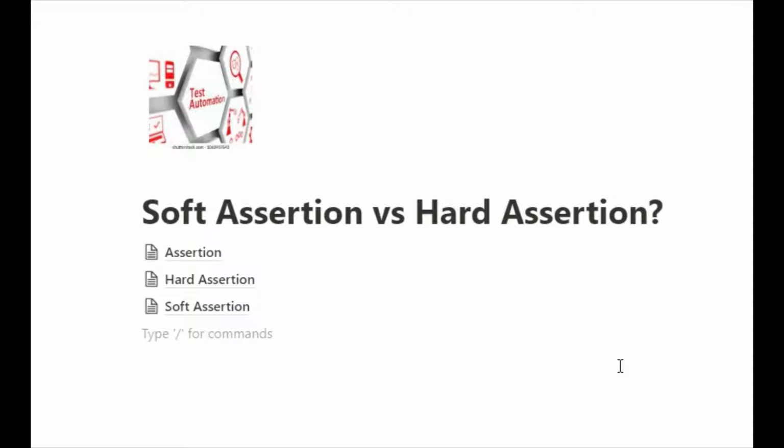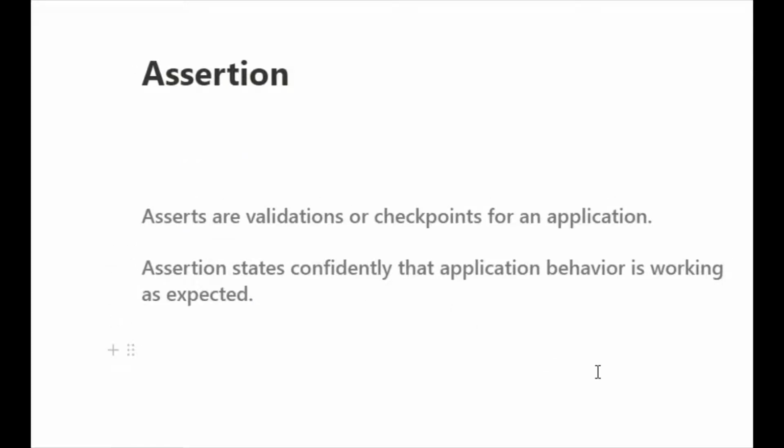So today's topic is what is the difference between soft assertion and hard assertion. So let's start with the first thing, what exactly an assertion is. Whenever the term assertion comes up, you have to keep one thing in mind: an assertion is a verification point in an automation script. Whenever you use any assert method, it means you are validating something. It acts as a checkpoint for the application.